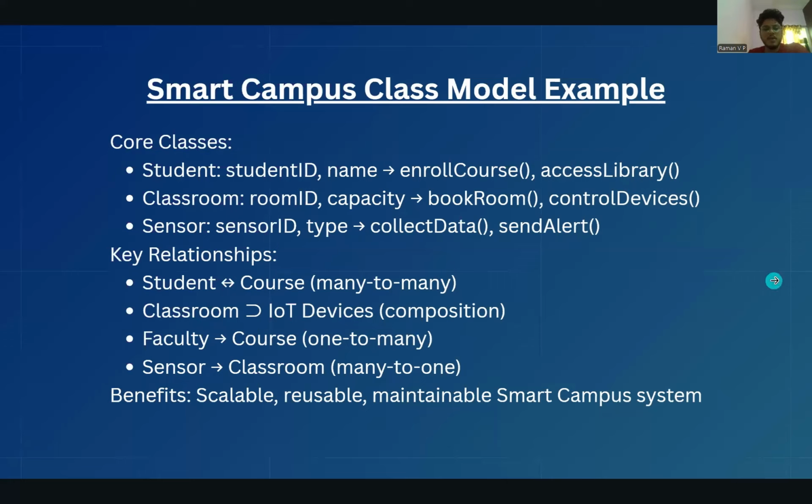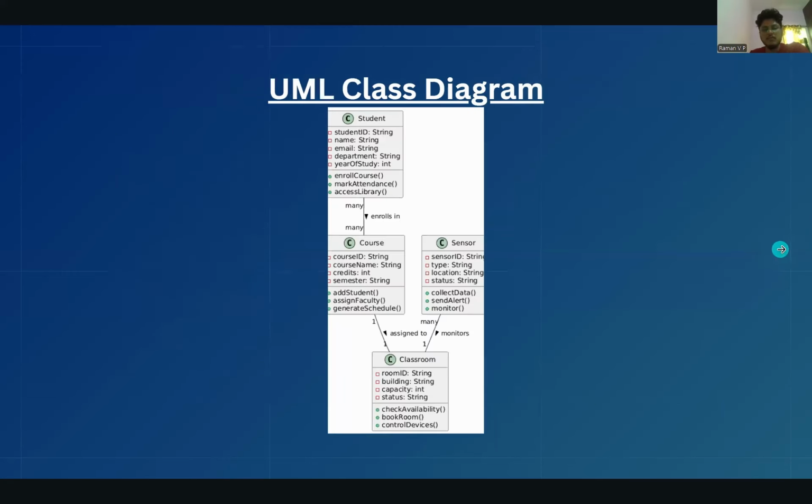Relationship ties everything together. Student enrolls in many courses. A course uses one classroom per session. Multiple sensors monitor one classroom. This design ensures reusability, easy maintenance, and scalability. If we were to add any other features, they plug right in without redesigning everything.